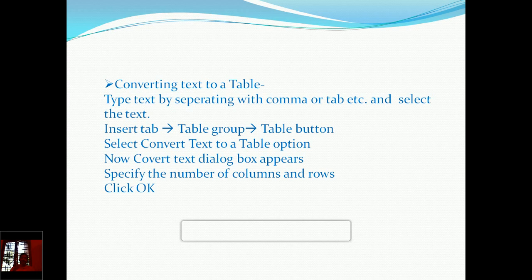There you specify. Suppose in one row you have entered 4 words, separated with commas. So 4 words are there, separated with commas, so we can create 4 columns. And you have entered 10 lines, so you need 10 rows. In that case, we have to select the number of columns 4 and the number of rows 10.